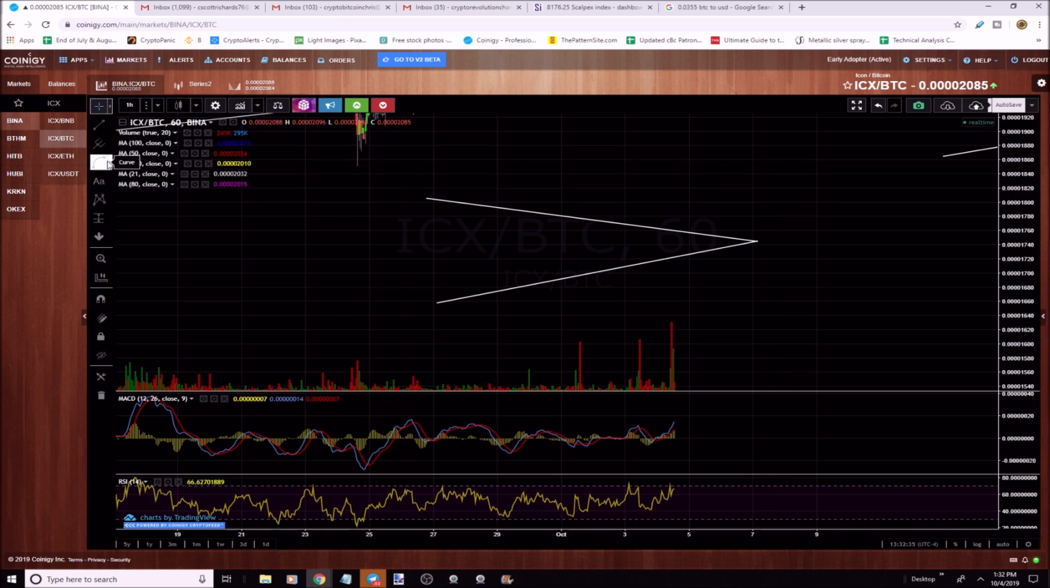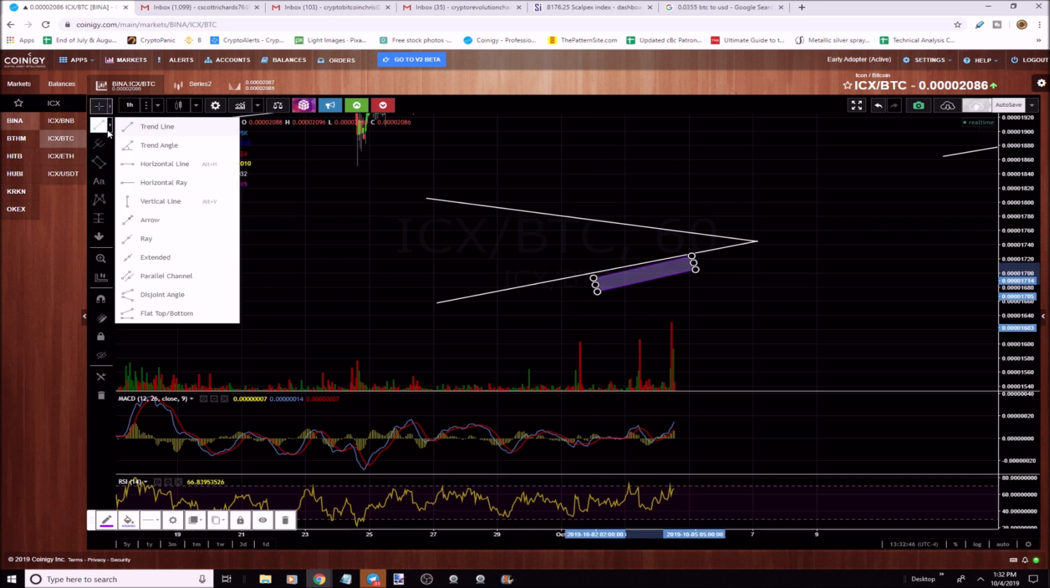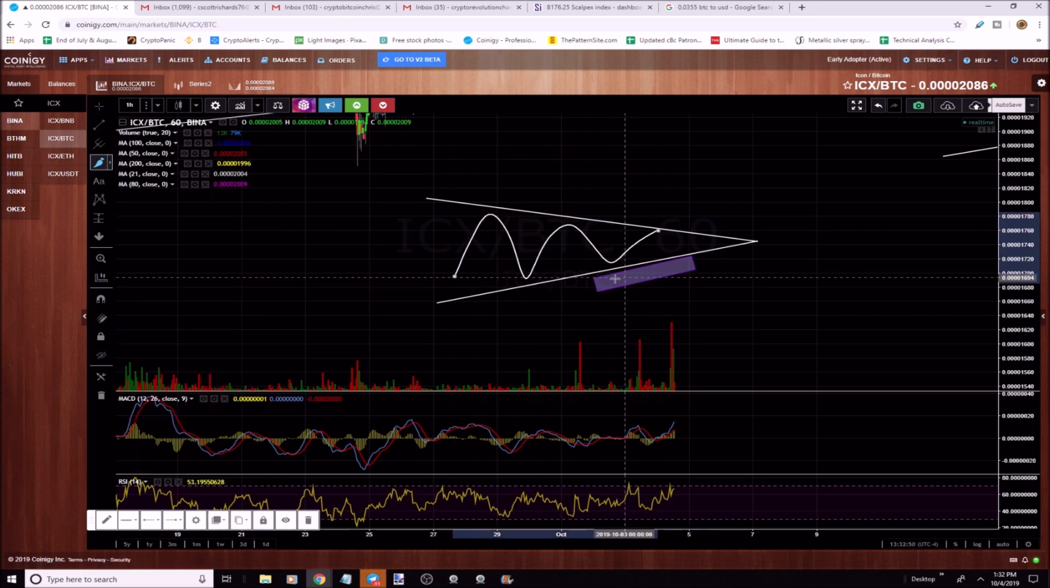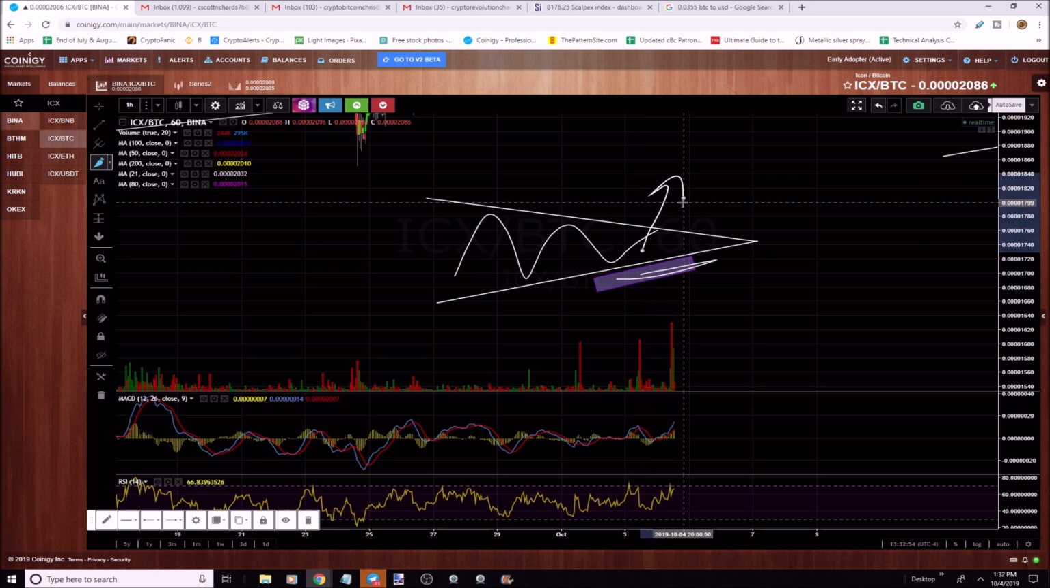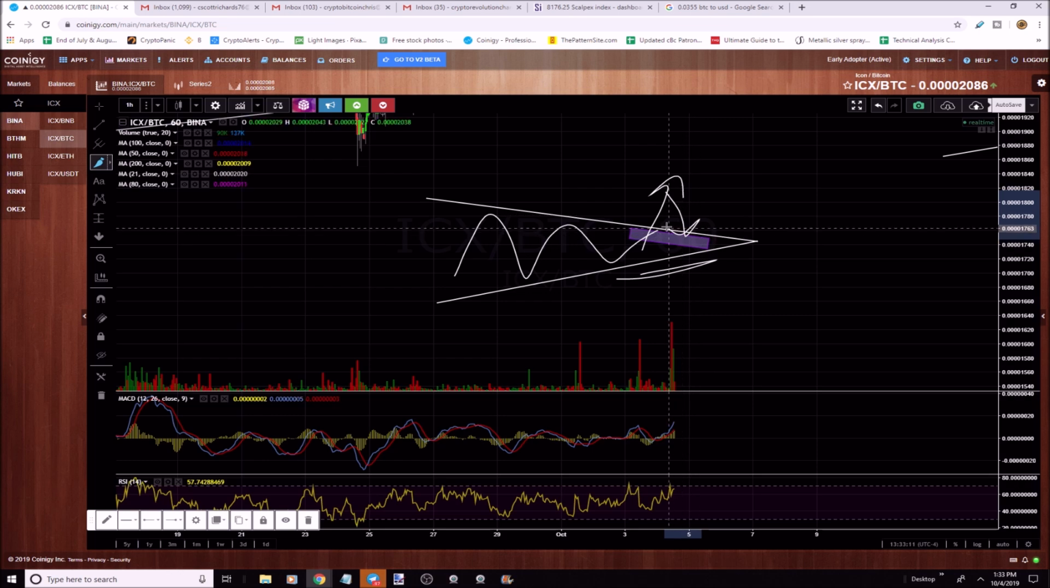So what I want you to focus on is when the price action is inside the triangle, your stop loss is going to go just below the pattern. Okay, so your price action's in here, your stop loss is here. All right, so once it breaks out, then you move your stop loss just inside the pattern, because if it breaks back into the pattern, all of a sudden it's a failed breakout.